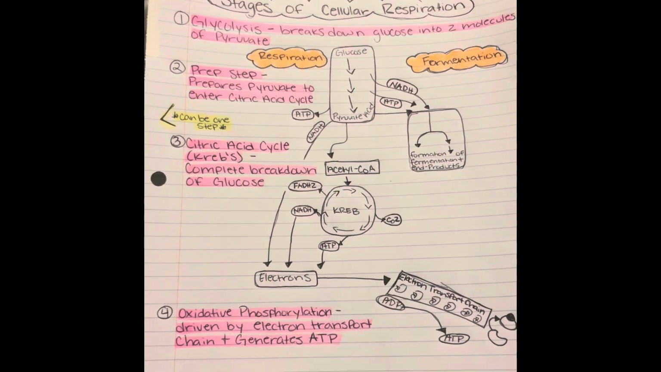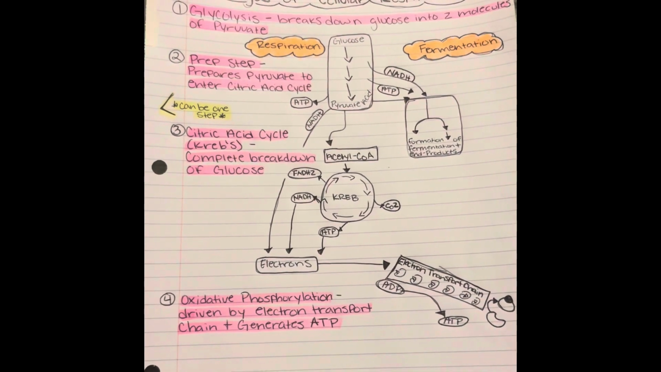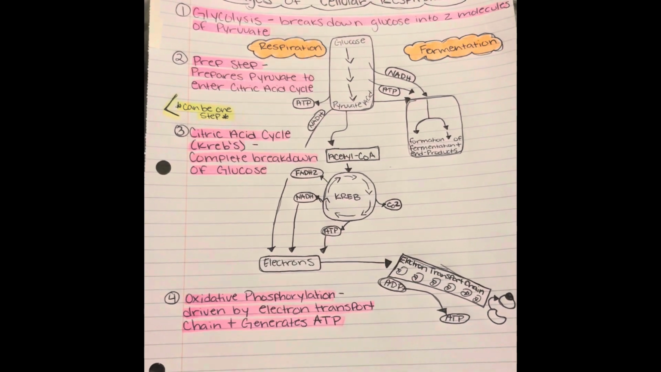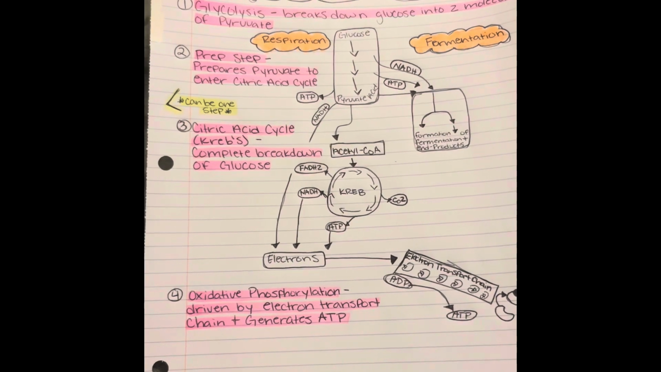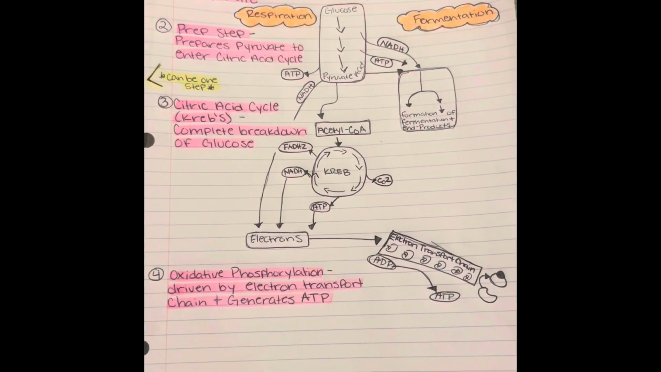Happens in the cytoplasm. Glucose is broken down into fructose. Fructose is broken down into 2 3-carbon sugars, then to 2 NADHs, 4 ATPs, ending with 2 molecules of pyruvate.